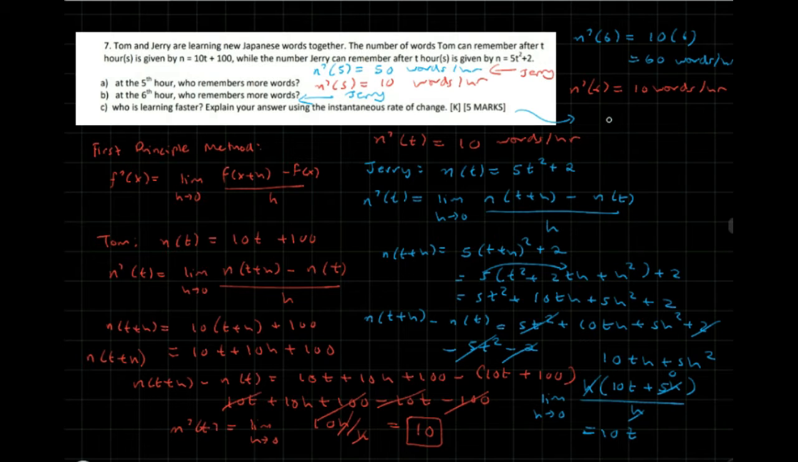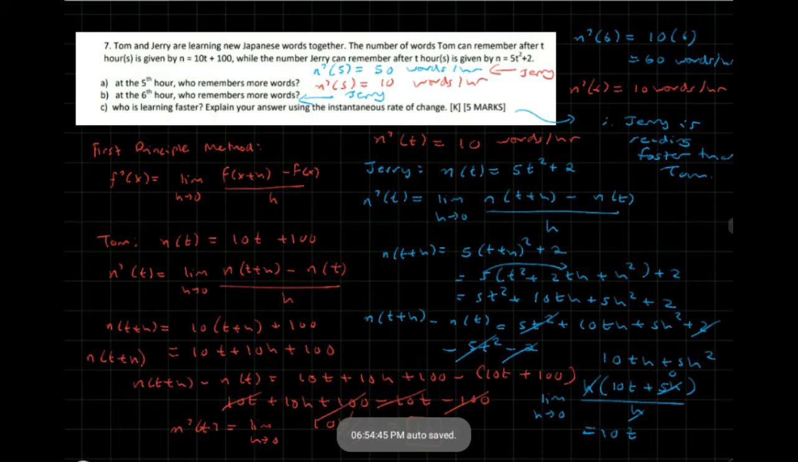Right, Jerry's still remembering more words, and who's reading faster? Well, Jerry is reading faster because his rate of change is increasing per hour, right? He's basically increasing his word count by at least 10 words in every hour, versus Tom is only reading at a constant rate of 10 words an hour. Okay, so Jerry is reading faster than Tom. So you can use rates of change to compare the speeds of two different things, basically.